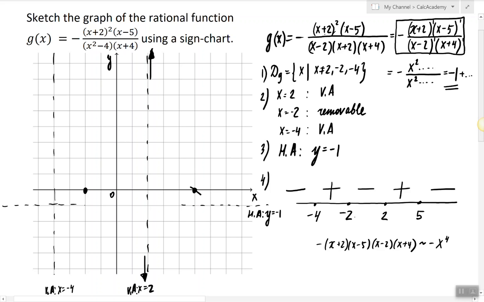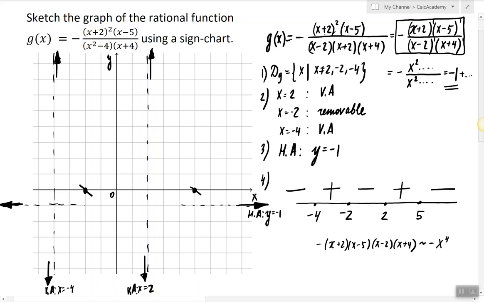What happens at negative 2? At negative 2, the function is positive on the left and negative on the right. That means it looks like this. And what happens at negative 4? At negative 4, the function is positive on the right and negative on the left. And the last thing to interpret is the horizontal asymptote. So y equals negative 1 means the function follows this asymptote.